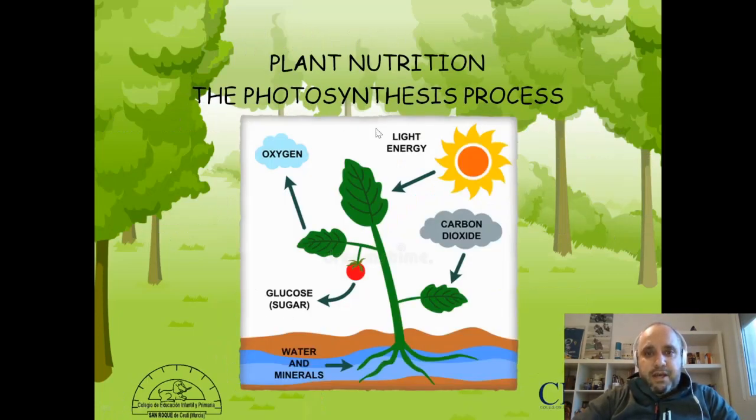So this is a diagram, a picture of the photosynthesis process. The plant takes the light from the sun, the sunlight. With the leaves, they take the carbon dioxide, and with the roots, they take the water and minerals from the soil. With all these ingredients, they do the photosynthesis process and produce their own food, which is sugar, glucose, which is in the fruit, and they also produce oxygen.